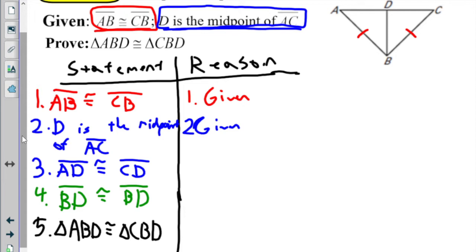The two sides, in other words, the two halves, these two halves are going to be congruent. So we're going to list out what the two halves are, which are AD and CD, and we're going to say that they're congruent. And the reason that we're going to say is definition of midpoint. In other words, that is what a midpoint is.